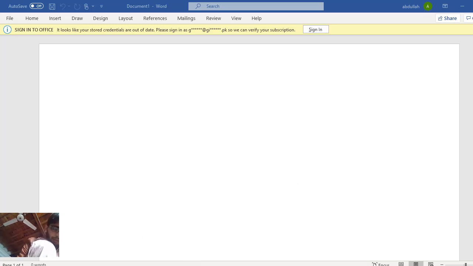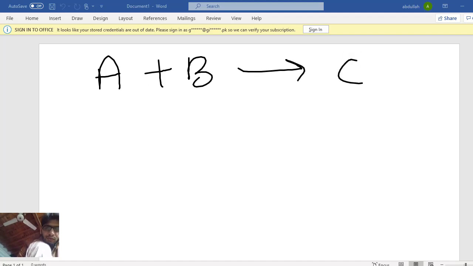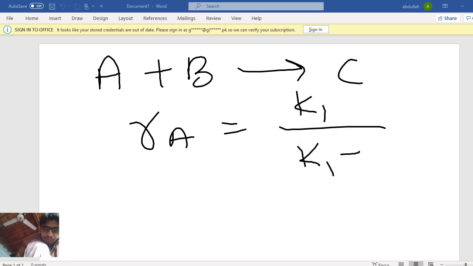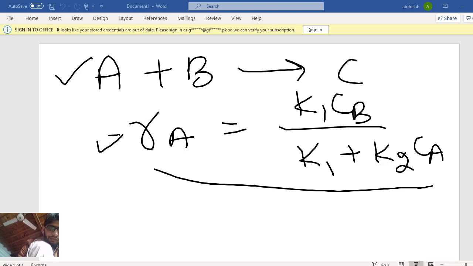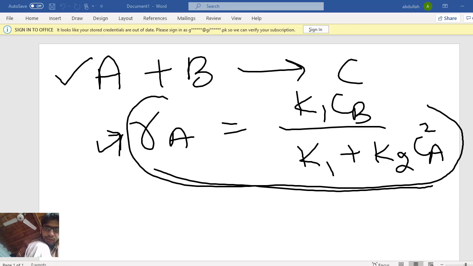Now there is another type of reaction. Suppose A plus B gives C. Suppose we have a reaction and its rate law is of this type, where the power of concentration is not equal to the stoichiometric coefficient. This rate law is obtained experimentally.